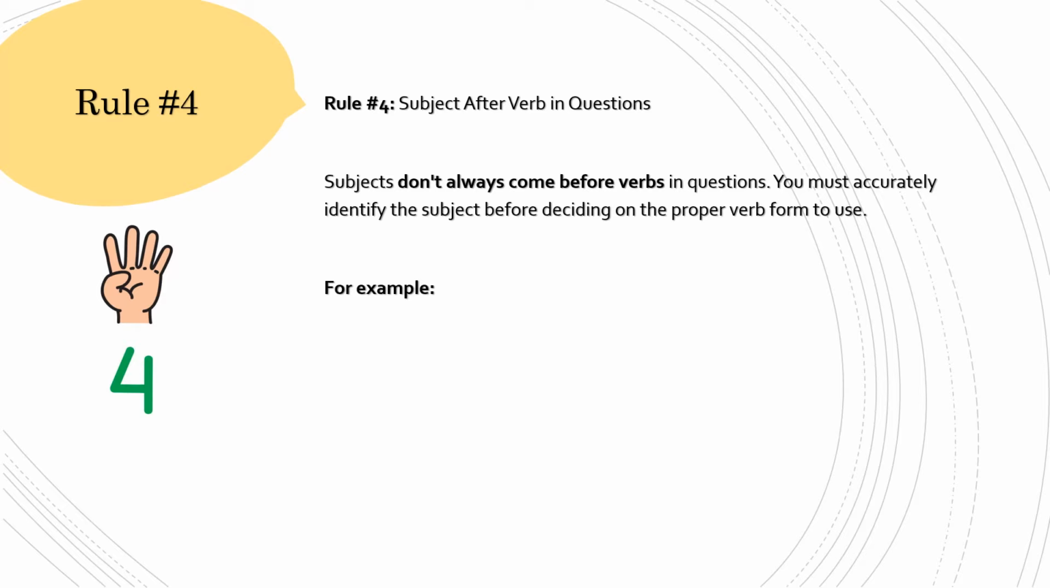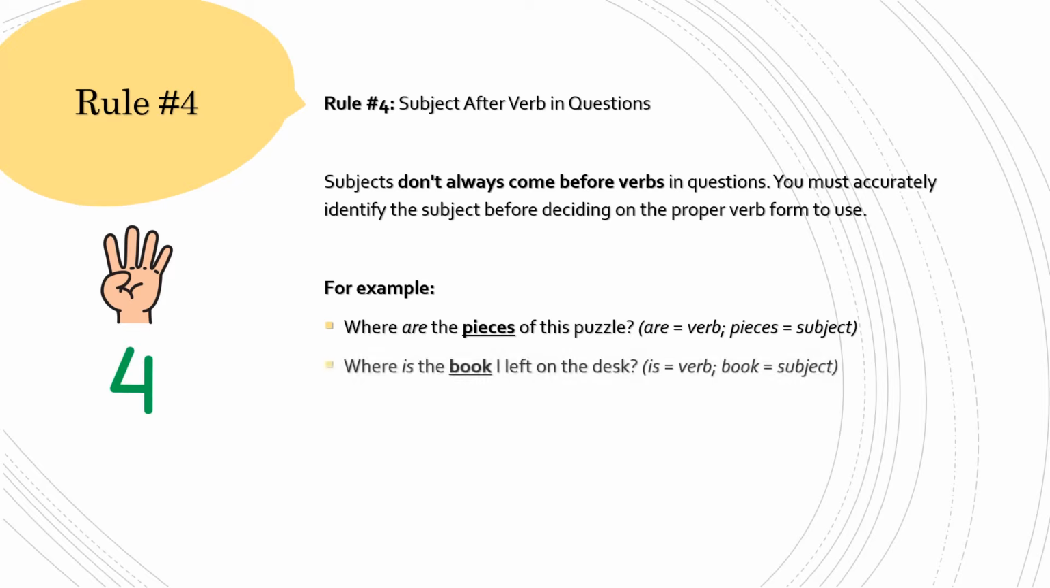For example, where are the pieces of this puzzle? Are is the verb, and pieces is the subject. Where is the book I left on the desk? Is is the verb and book is the subject.